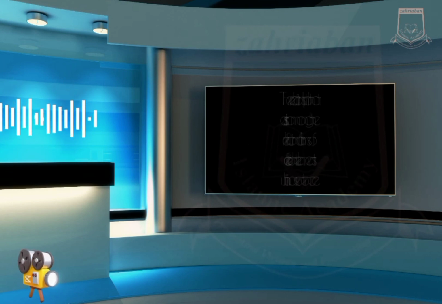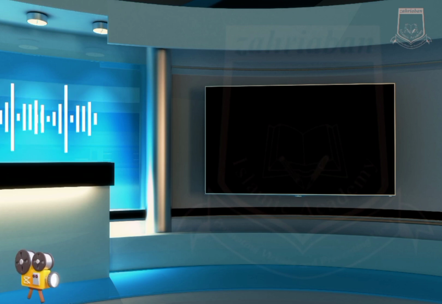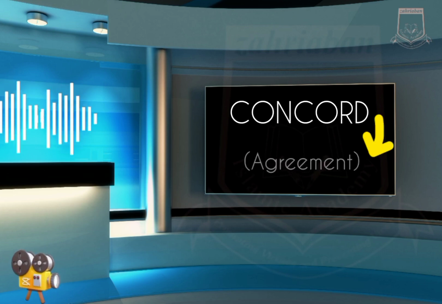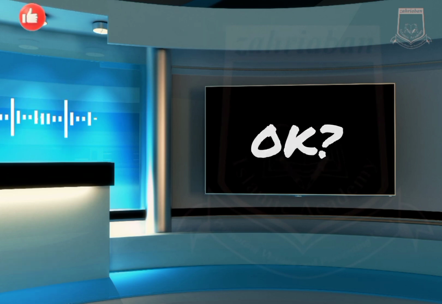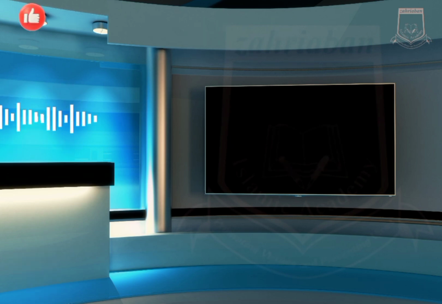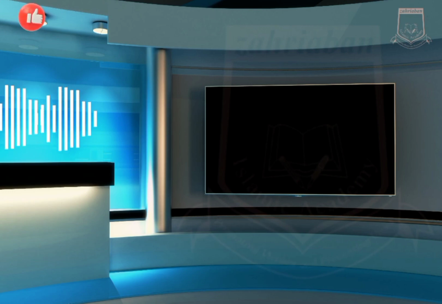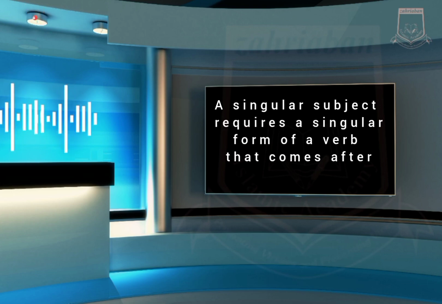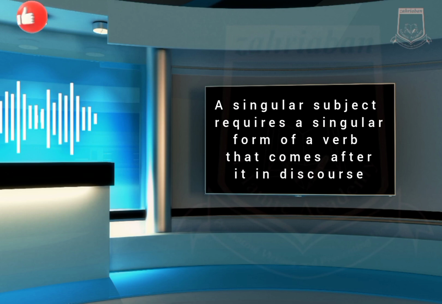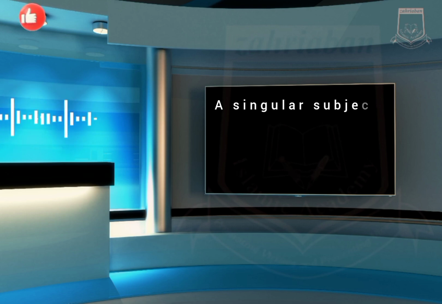Okay, so that's agreement. When we say agreement, Concord simply means agreement between subjects and verbs in English grammar. Let me quickly expand on the subject. Like I said initially, it means agreement. A singular subject, for instance, requires a singular form of the verb that comes after it in discourse.